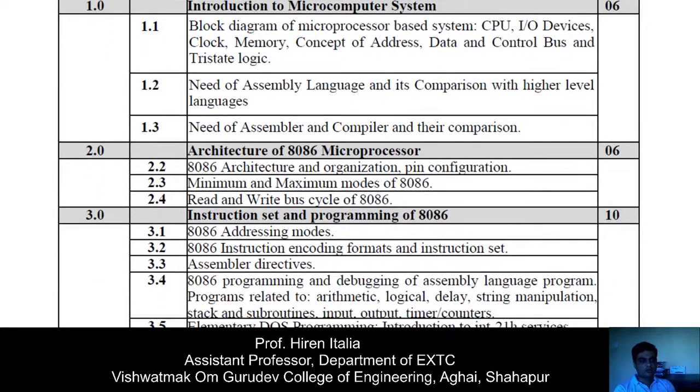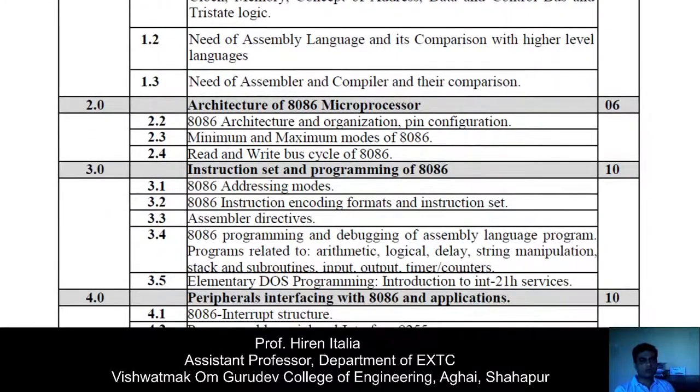Now we will jump to module number 2. In module number 2 you have to study the detailed architecture of the 8086, what the organization and the pin configuration of the 8086 are. As there are two modes of the 8086 microprocessor, the minimum mode and the maximum mode, we have to study the read and write cycles for both modes, that is, the read and write cycle of the minimum mode and the read and write cycle of the maximum mode.